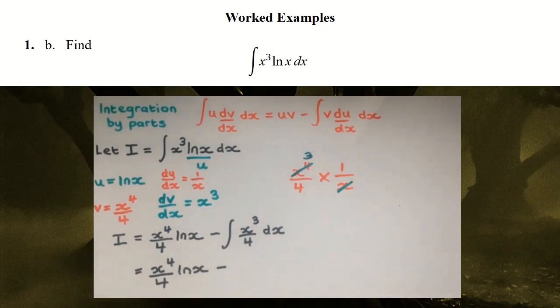So I've got x to the power 4, and then remember I'm going to be dividing by 4, and the product of 4 and 4 is going to be 16, plus the constant of integration. Alright, and we're finished.